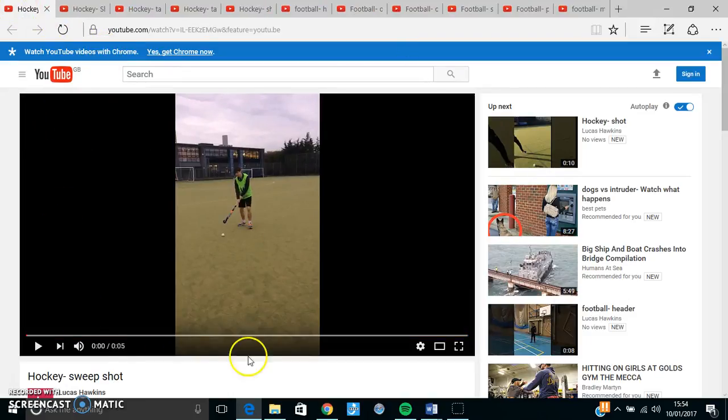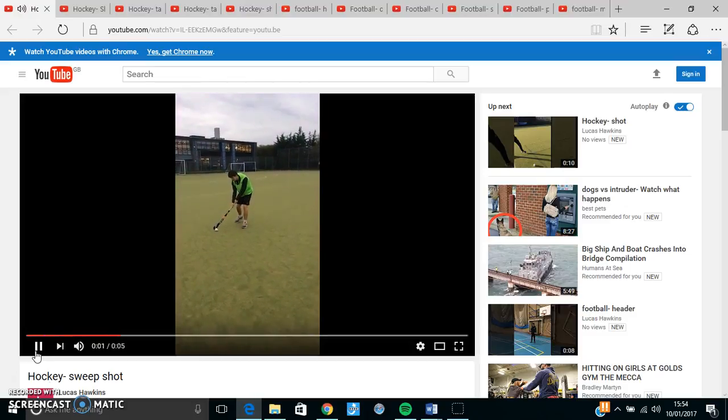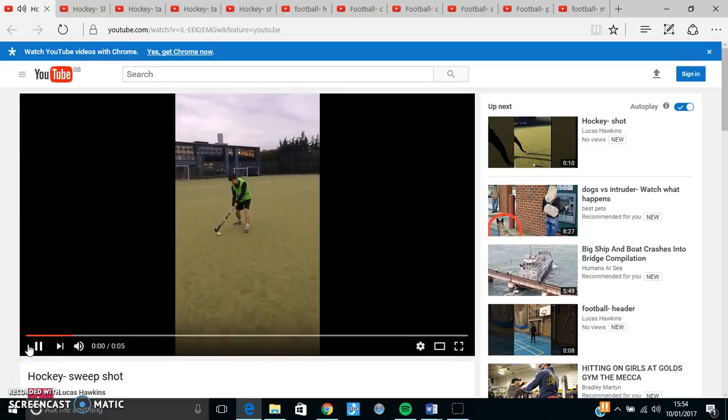The next skill I'm going to be demonstrating is the hockey sweep shot. You use the hockey sweep shot if you are passing the ball to a teammate who is medium range or short range. This is because you can't generate enough power on it to hit it to a teammate who may be on the other side of the pitch. So you wouldn't use the slap shot, for instance, if you were passing it short range, because the accuracy of it isn't as good as something like the sweep shot.